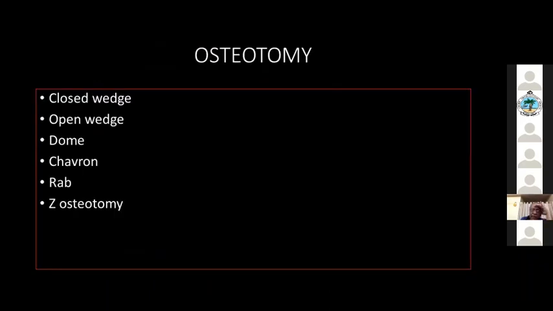Then various types of osteotomies. You should know what is a closed wedge osteotomy, what is an open wedge osteotomy. Nowadays, the most popular osteotomy is the RAB osteotomy. The examiners are fond of this RAB osteotomy. Okay. Then especially for the tibia, and the dome osteotomy for the femur.